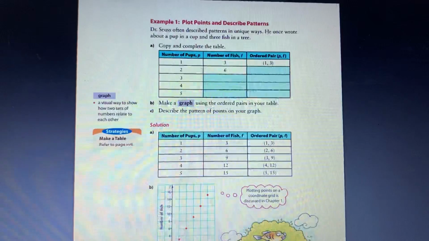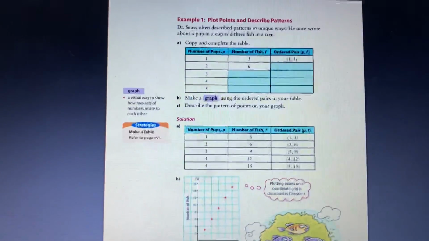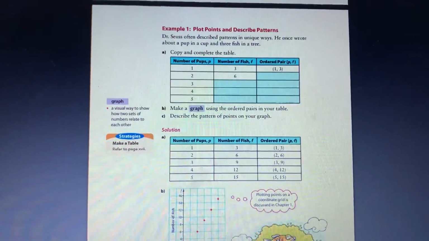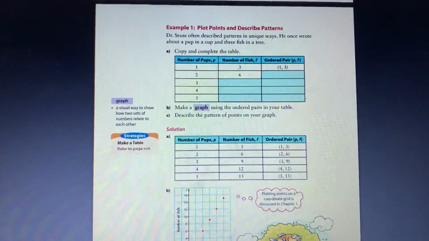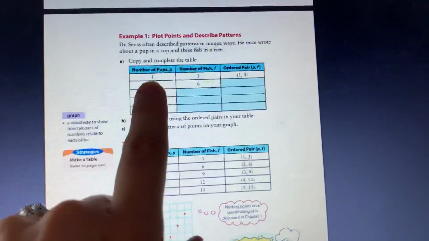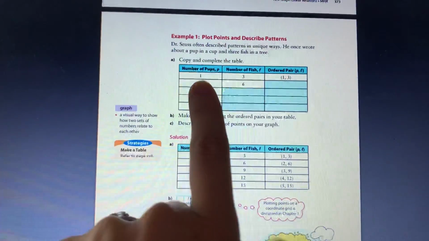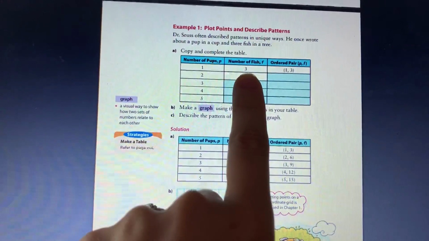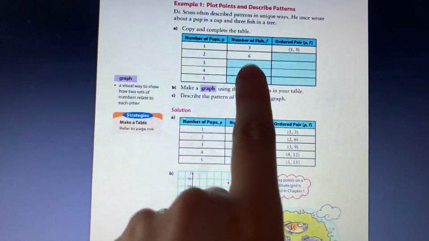So we're going to start with example 1. This is on page 374. So it says, Dr. Seuss often describes patterns in unique ways. He once wrote about a pup in a cup and 3 fish in a tree. They made a pattern out of this. So we have 1 pup and 3 fish. Then we have 2 pups and 6 fish.